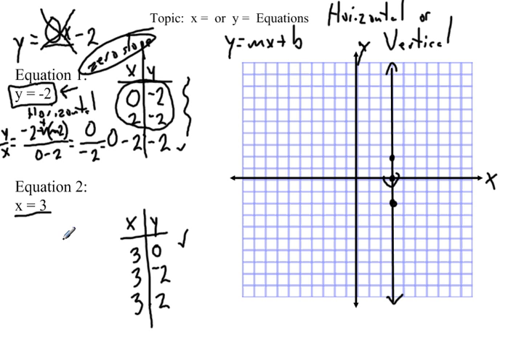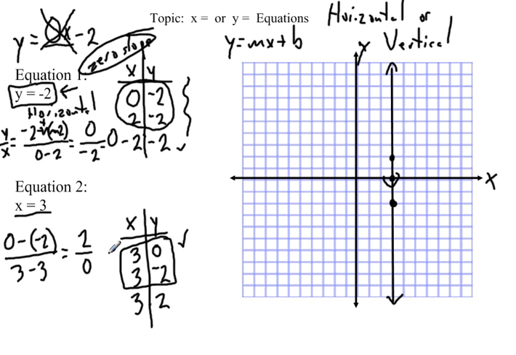When it comes to defining the slope on this one, let's pick a couple of our points like we did before and do change in y over change in x. So you have 0 minus negative 2 over 3 minus 3. Now the problem here is you get 2 over 0. This leads to the answer for the slope as being undefined.